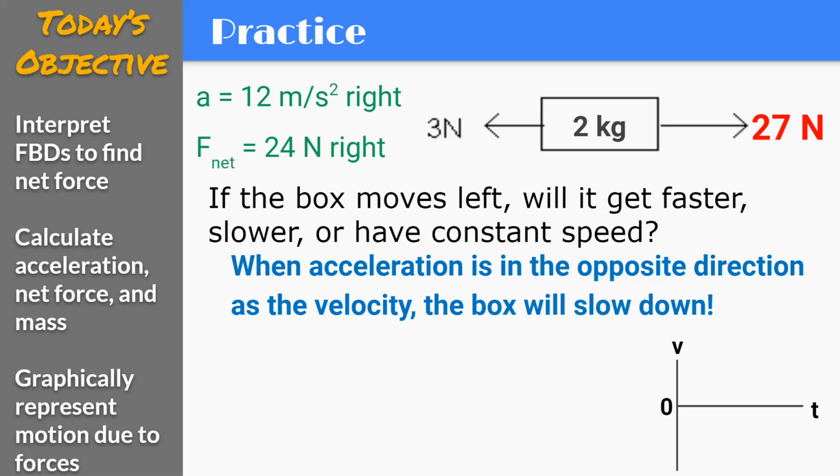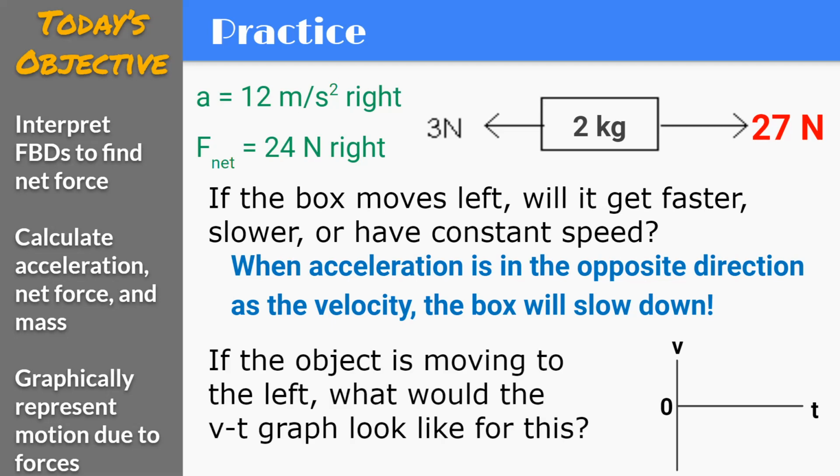So this would obviously slow down. What would that look like on a graph? Again, just to review quickly, if we were moving to the left or backwards, we'd be down here. As we slow down, we get closer and closer to 0, and so your graph would look something like that.